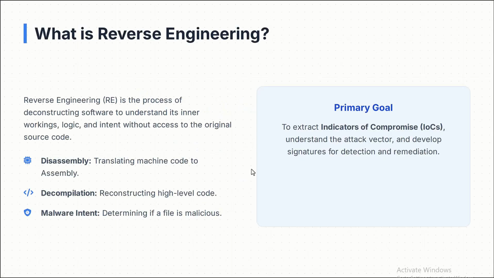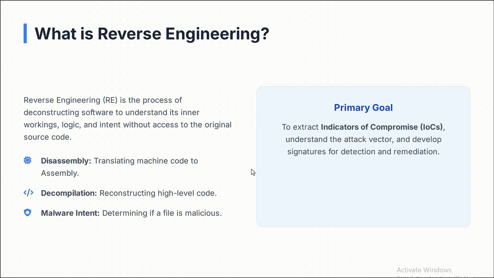Let's start. First of all, what is reverse engineering? In a simple definition, reverse engineering, or RE, is the process of deconstructing software to understand its inner working logic and intent without access to the original source code.